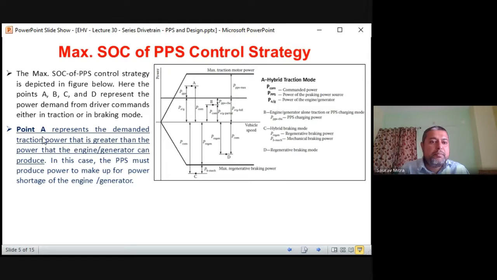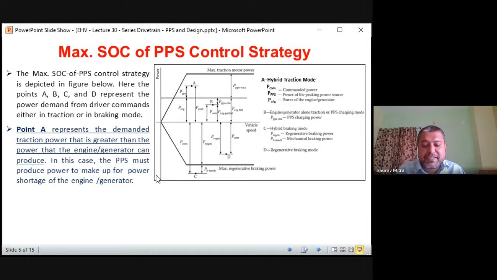So point A represents the demanded traction power that is greater than the power the engine generator can produce. This PCOM is the commanded power, and from that, PEG is what the engine generator can produce. In this case, the PPS must produce the power to make up for the power shortage of the engine generator. So the PPS is going to generate the extra power required, like this. This is very easy to understand.